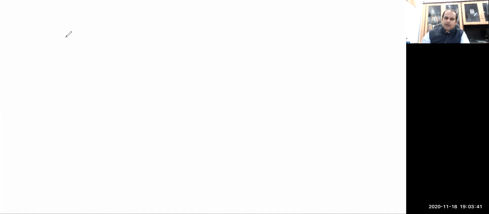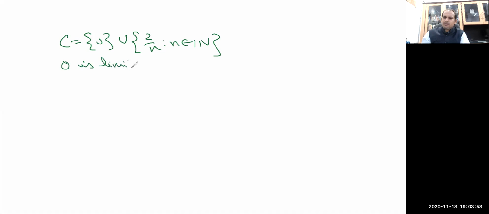We need to show, actually the set C is this one, 0 union 2 by n, where n belongs to the set of natural numbers. So our claim is that its limit point is 0. 0 is the limit point of the set C.